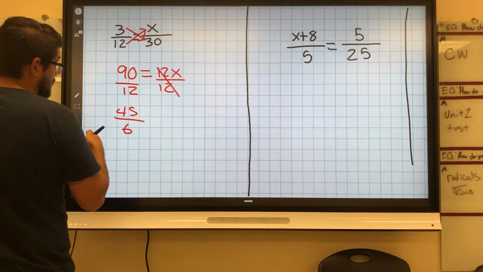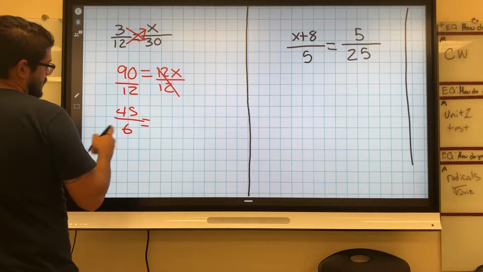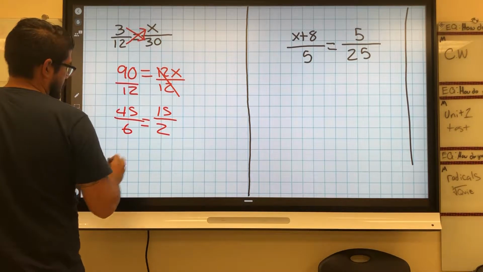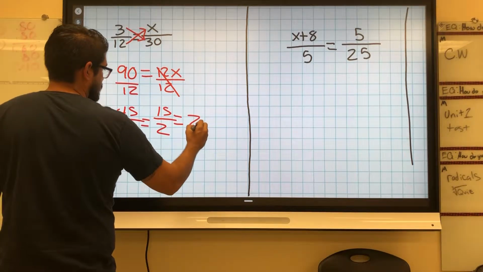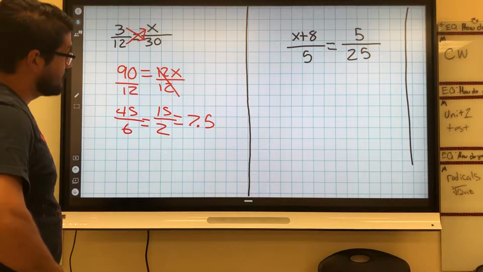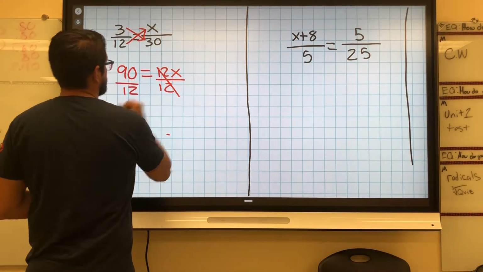Both of those are divisible by 3. So let's do 15 over 2. So now I know the answer is 7.5. Okay? So the answer for the top here is 7.5. That's it. X equals 7.5.